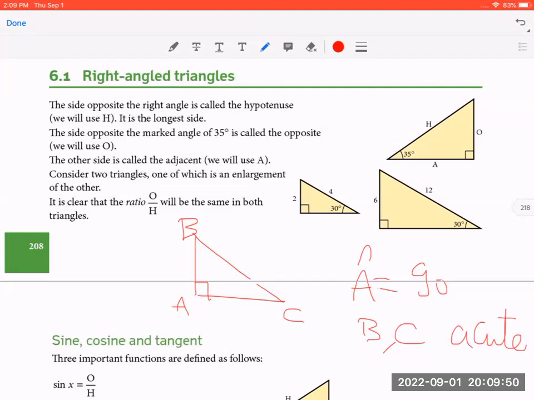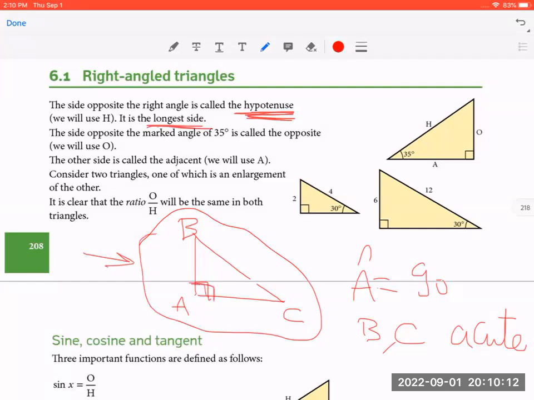Which one is the longest side here in this triangle? BC. So the longest side is called the hypotenuse. The hypotenuse, the one that I underline here, is the longest side and it is opposite to the 90, opposite to the right angle. And this is the hypotenuse, so we are going to say H, which represents the hypotenuse.